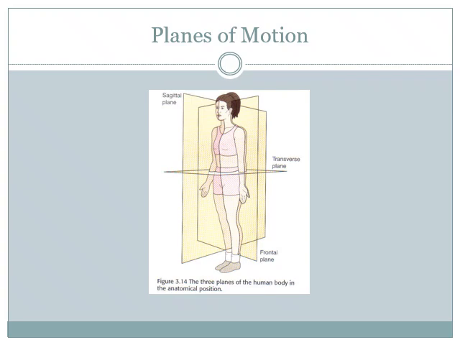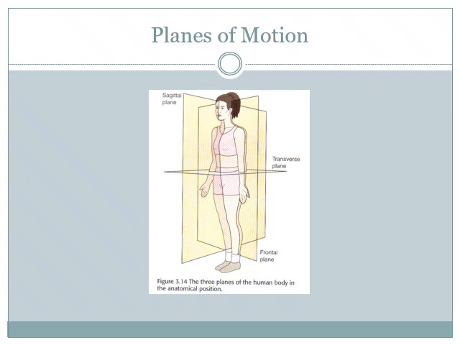Another concept that we're going to look at in review are the planes of motion. This is something that we talked about in 240. We also talk about this a little bit in functional anatomy. The picture you're seeing here shows the different planes of motion. You have the sagittal plane, which cuts the body into right and left halves. You have the frontal plane, which cuts the body into front and back. And you have the transverse plane, which cuts the body into top and bottom.